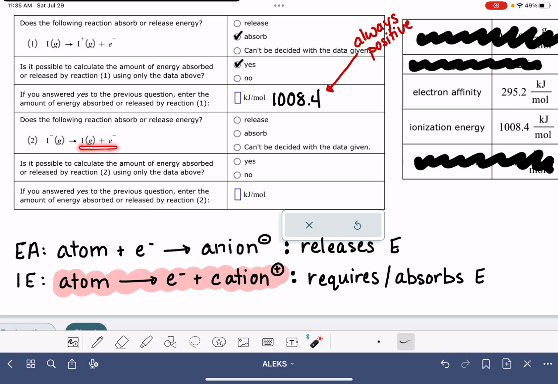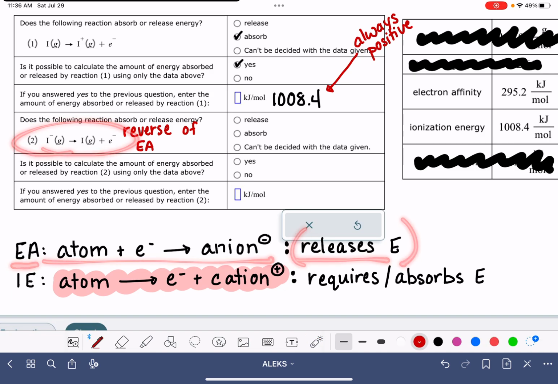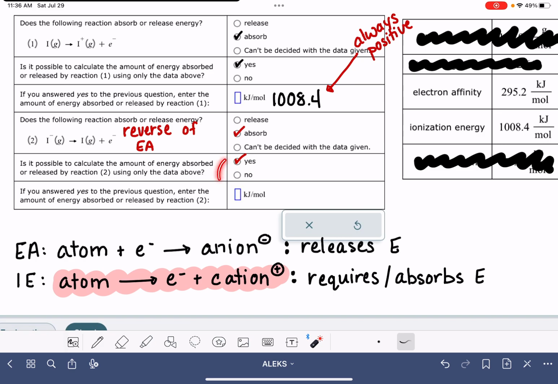So I'm going to look for an equation that has an atom plus electron, not on the right-hand side, but on the left-hand side. There it is right there. Atom plus electron turning into an anion right there. So this reaction is the opposite, or the reverse, of the electron affinity. Now, if you have an equation that is the reverse of the electron affinity, the energy is going to be the opposite of what it would be for the normal electron affinity. So instead of releasing energy, it is going to be absorbing energy, but that does not mean that you cannot calculate how much energy there is. This answer is always going to be yes.